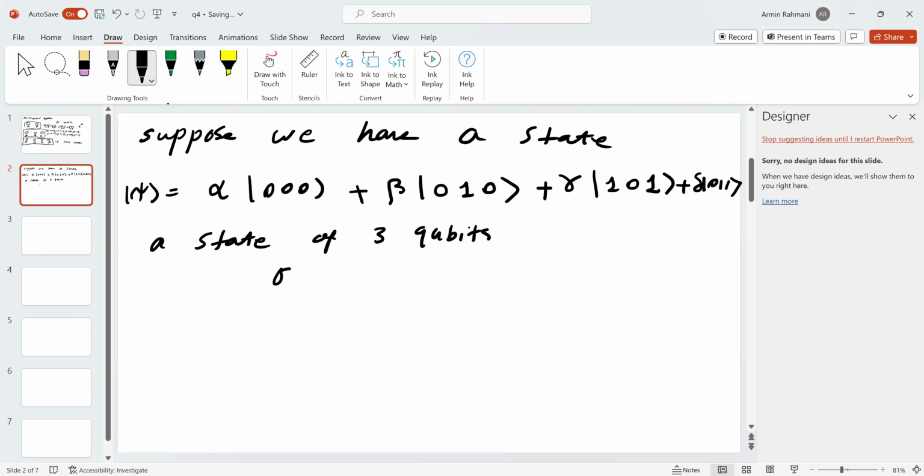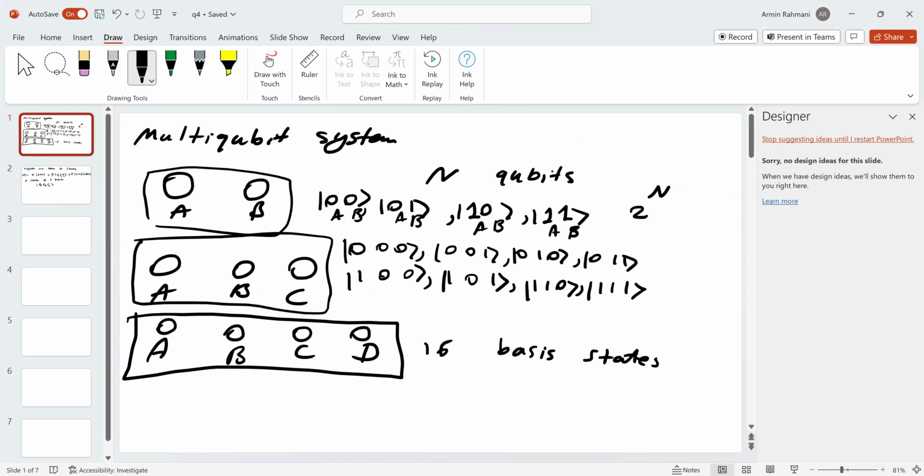So sigma A, sigma B, sigma C, where each of these can be 0 or 1, is the representation of these basis states. So that means 0 of A, 1 of B, 0 of C. If I want to write that as a vector of length 8, how would I write it? I should have 4 zeros and 4 non-zero elements that are alpha, beta, gamma, delta. So let's see what they are. The ordering has this structure, you see.